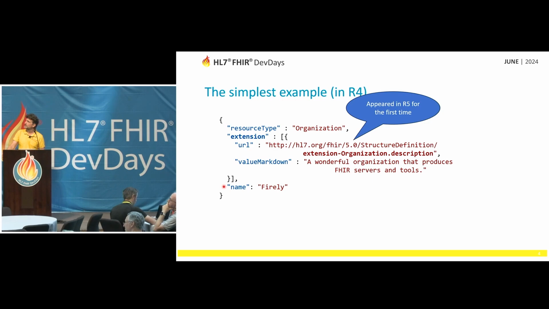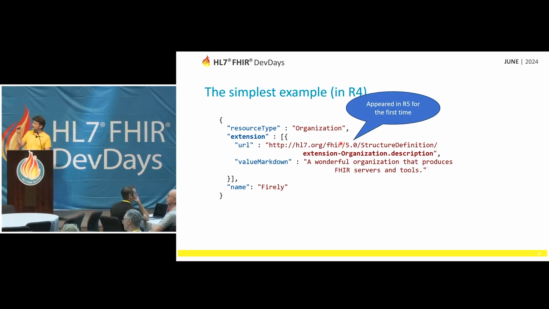Resource type, organization, name, Firely. And as you can see, there's an extension here with a URL, and this specific URL contains the version number of the future version of FHIR. So here we can see that this is actually a new thing in 5.0. It appeared for the first time in 5.0. So that's why this is an extension coming in, not from 5.0, but it has 5.0 in its canonical.